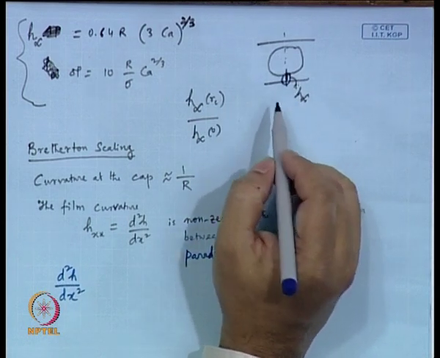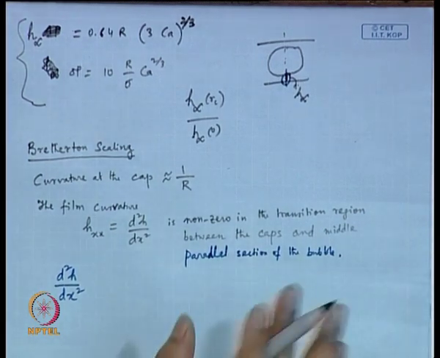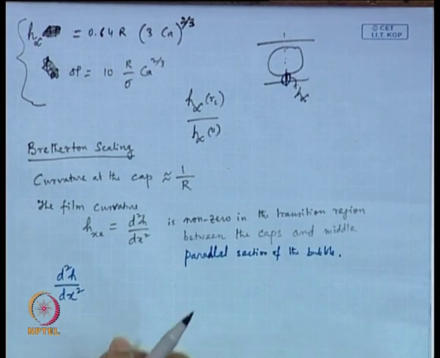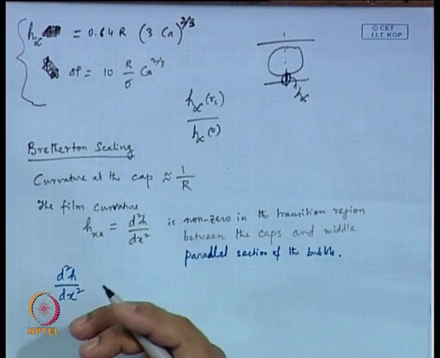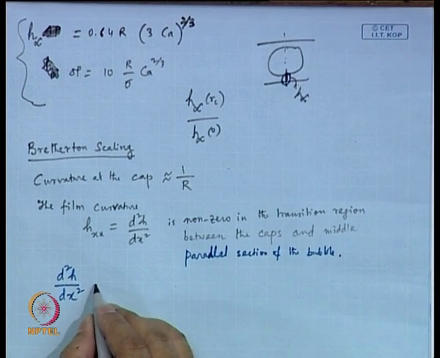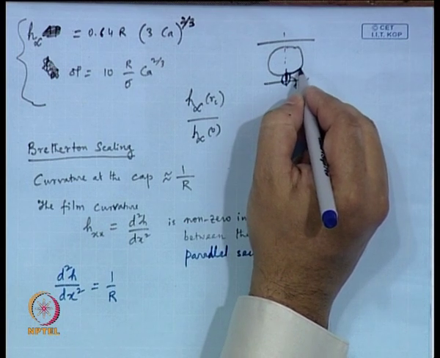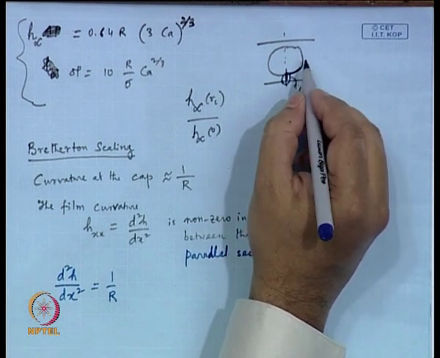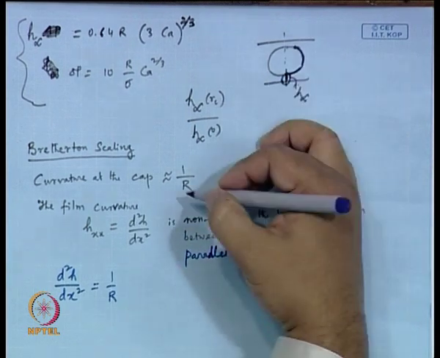That is something which, if somebody is interested in that rather than a rigorous solution, the way it has been done here is these have been equated with 1 by r. That means, what they are saying is okay, in some portion it is d square h dx square, and at the end this is going to be close to 1 by r.